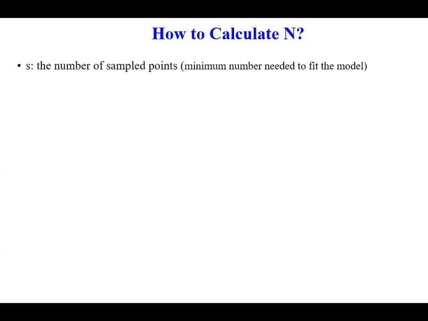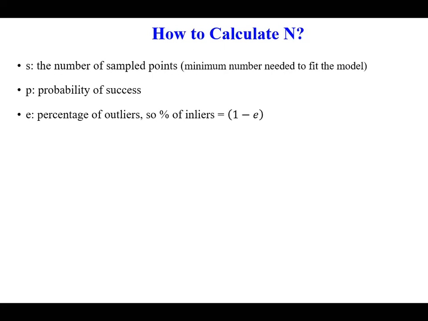So S, just to remind you, is the number of sampled points, which is the minimum number needed to fit the model. P will be the probability of success. E is the percentage of outliers, which is basically how many outliers correspond to the whole data set. So if I asked you what is the percentage of the inliers, it would be just 1 minus E, correct? If E is the percentage of the outliers, what is the percentage of the inliers? 1 minus E.